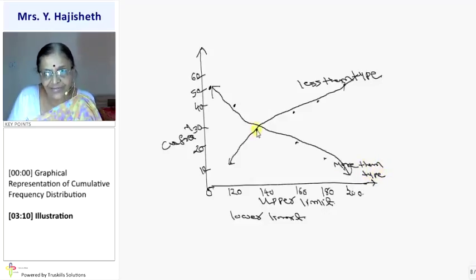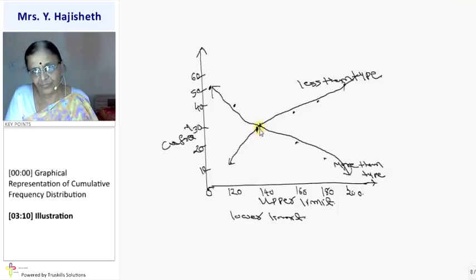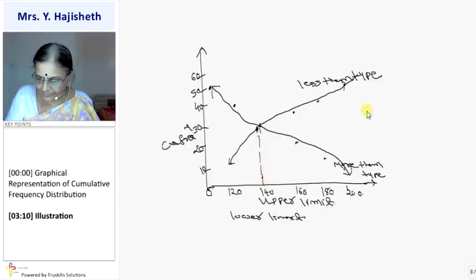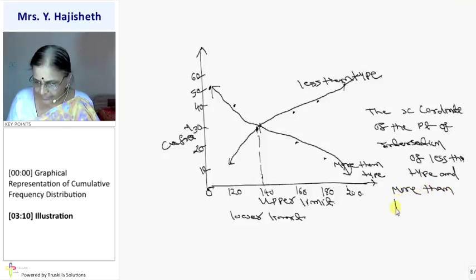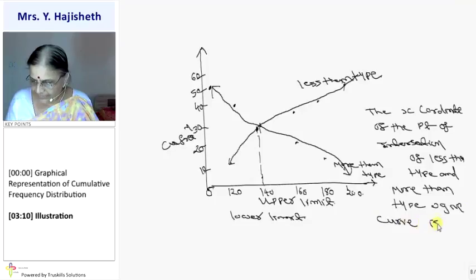The point where they intersect, from that point if I draw the x coordinate of the point of intersection of less than type and more than type ogive curve is the median.